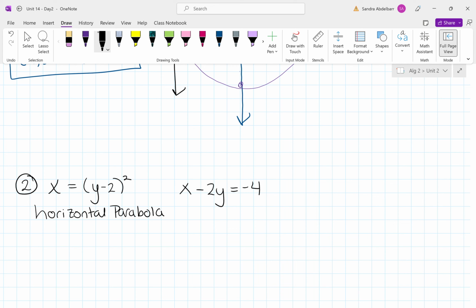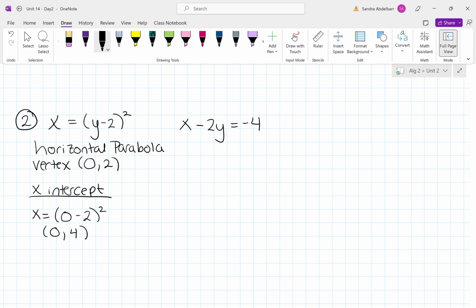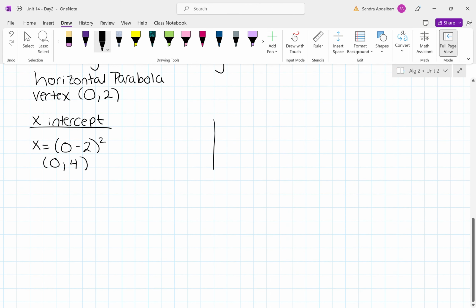What is the vertex here? 0, -2. Perfect. No, 0, 2. 0, positive 2. You got it. All right, and let's get the x-intercept also for this parabola. So the x-intercept is x equals the quantity of 0 minus 2 squared. So it will be the point 0, comma 4. All right, so I think we have enough to sketch this now.